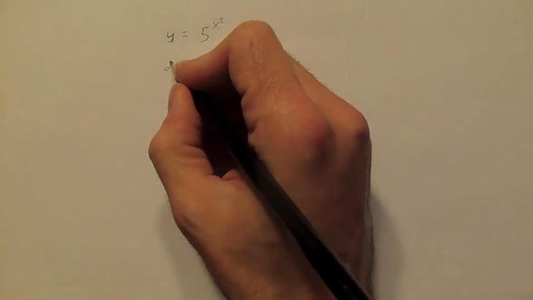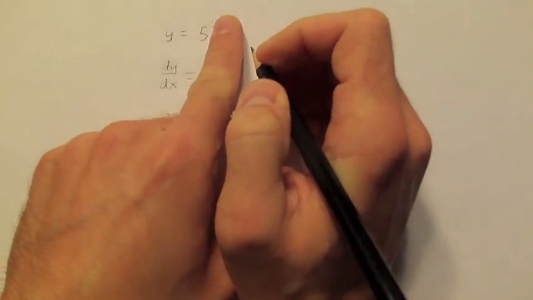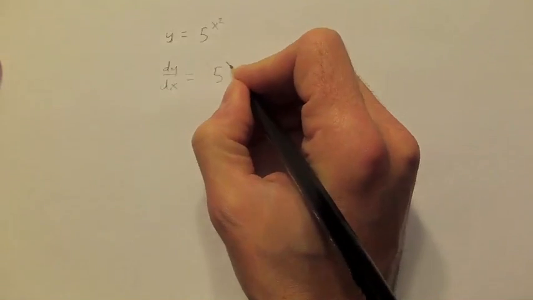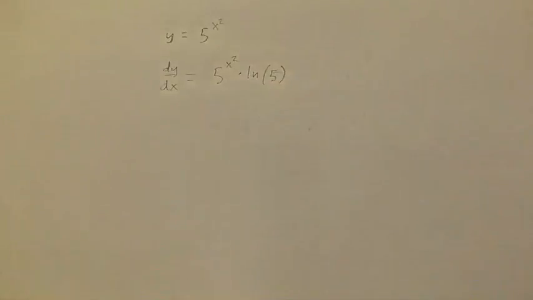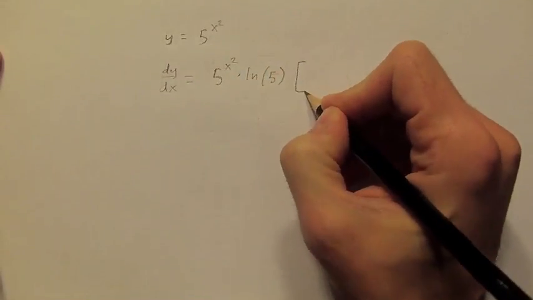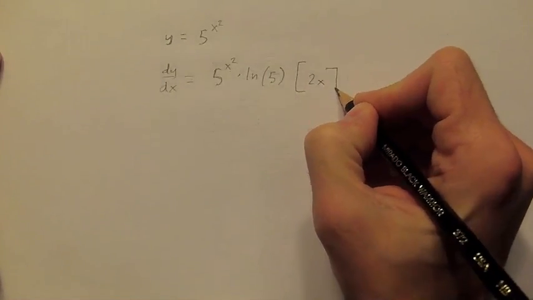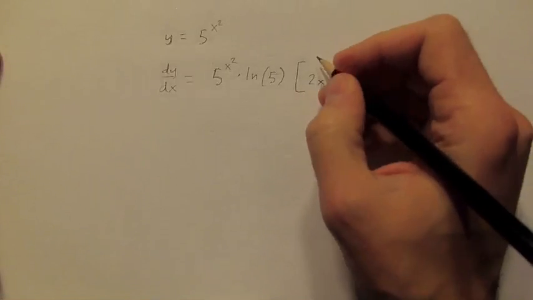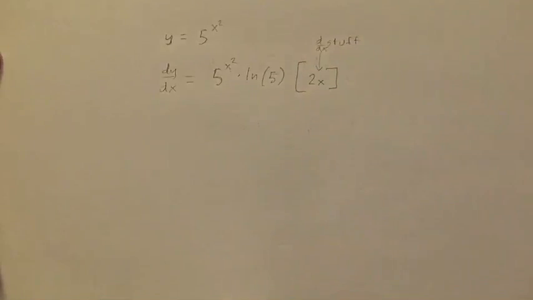Okay, let's say I have y is equal to 5 all to the x squared. So the derivative of 5 to the stuff is going to be itself, okay, times the natural log of the base. So that's always going to be there. Then times the derivative of the stuff, all right, which will be 2x. So this right here is the derivative of the stuff.